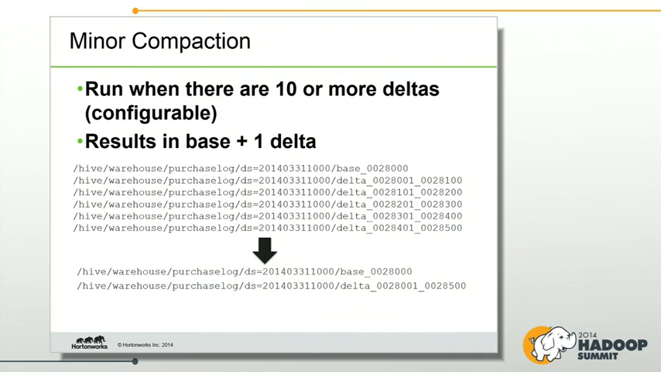We run this automatically when there's 10 or more delta directories, and that's configurable, but 10 is the default of how wide we let that get before the system kicks that off. And just to be clear, this is all being done automatically in the background. You as a user don't have to pay attention to this and go, oh, it's time to go compact. The system will figure that out and run the compactor for you.